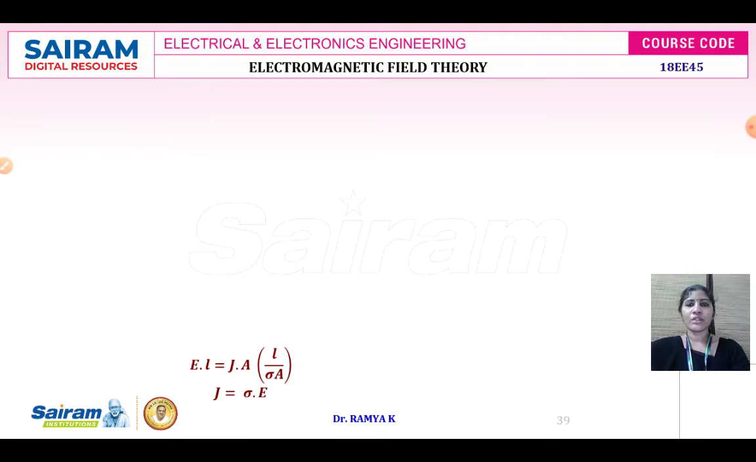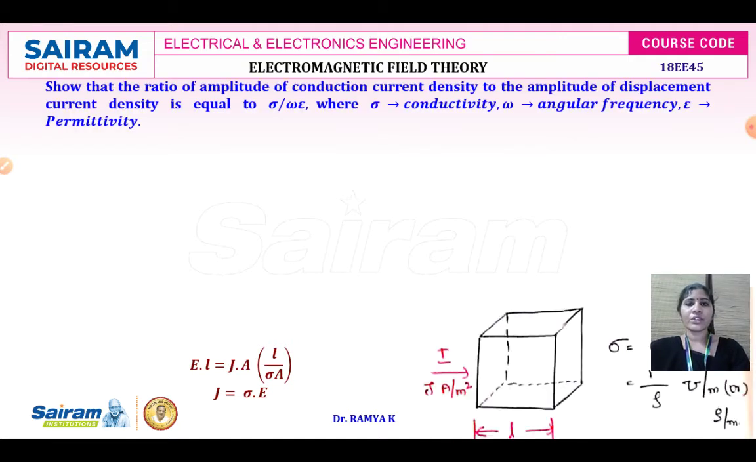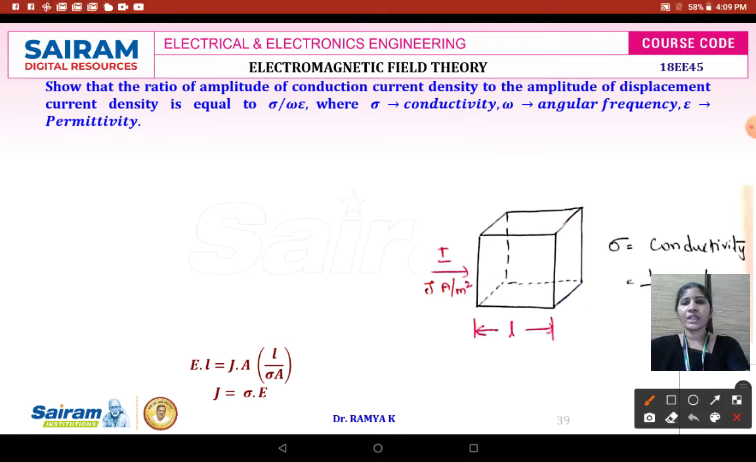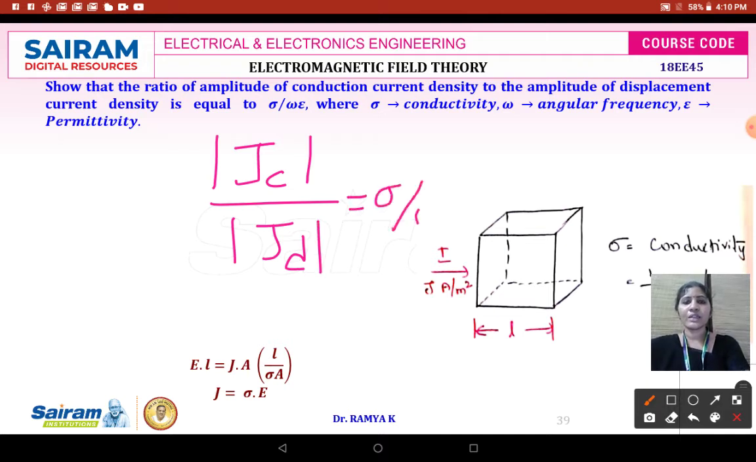Next, derivation: show that the ratio of the magnitude of conduction current density to the magnitude of displacement current density is equal to sigma divided by omega epsilon, where sigma is the conductivity, omega is the angular frequency, and epsilon is the permittivity. We need to identify the ratio of the amplitude of the conduction current density to the displacement current density as sigma divided by omega epsilon.